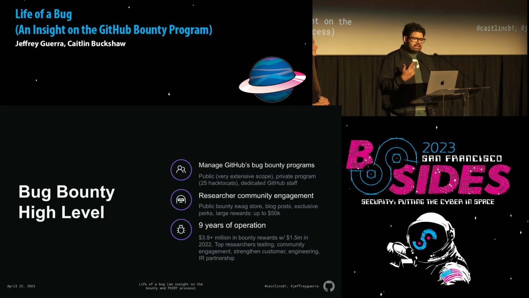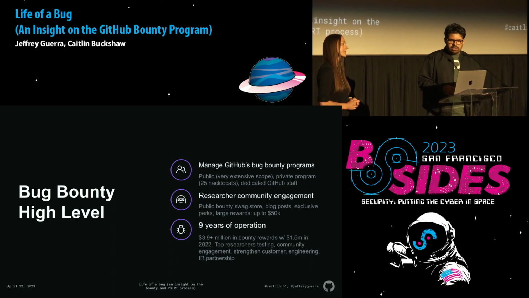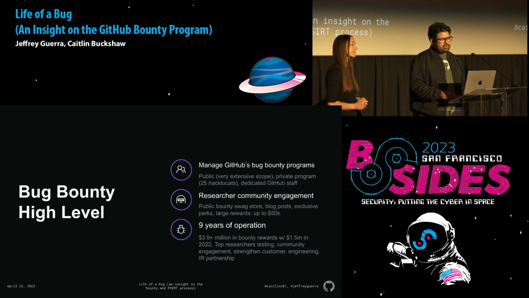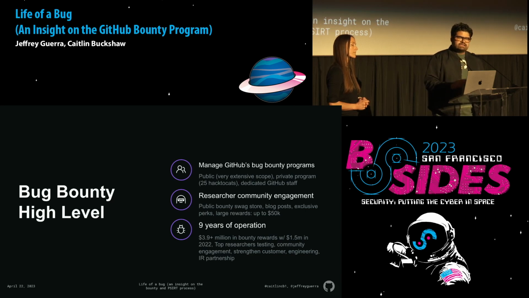Let's talk a little bit about a high level of our program and what bug bounty looks like at GitHub. We manage two programs, a public program that has a very extensive scope, which researchers love, and we love that they love that. A private program, 25 Hacktocats. This is something we've been operating for like 2 or 3 years, and slowly we've been revamping it and offering more beta features and cool engagements for our researchers who really know our products well. And we have a dedicated GitHub staff. This is something that's kind of unique. We have a team that solely focuses on our program. I'm part of that team.